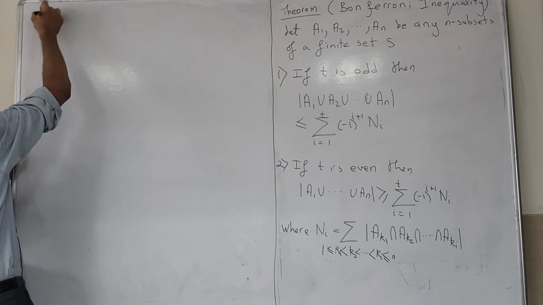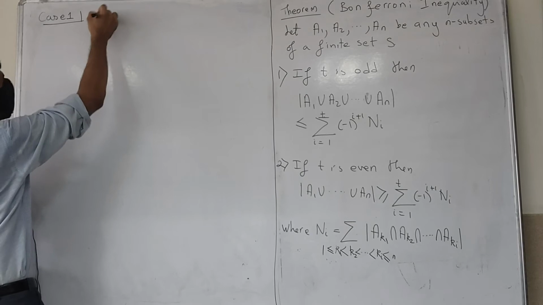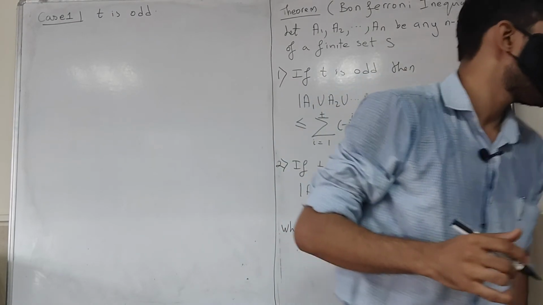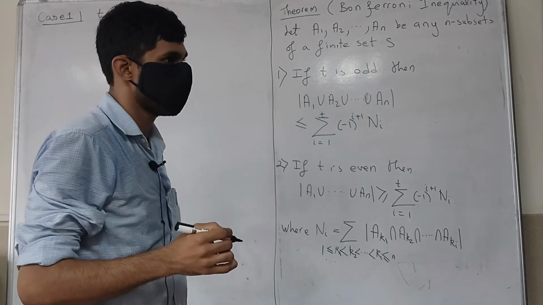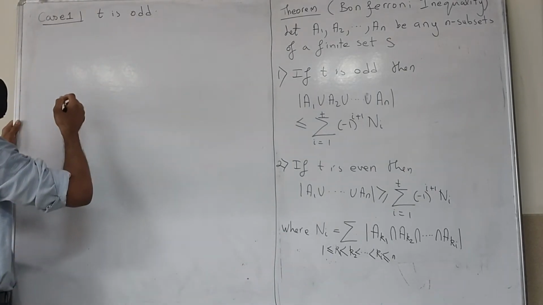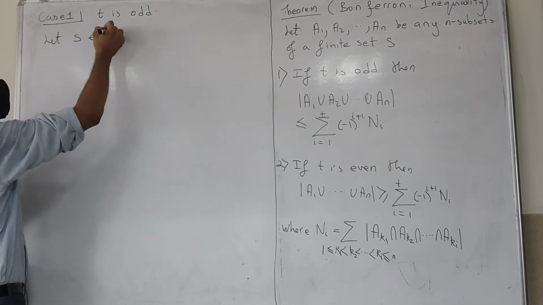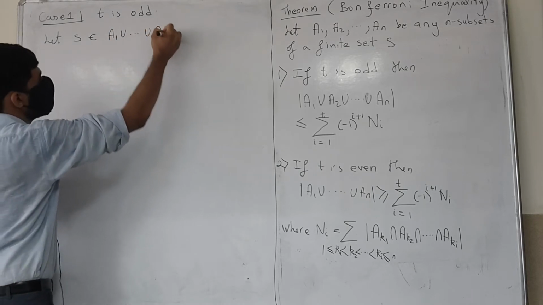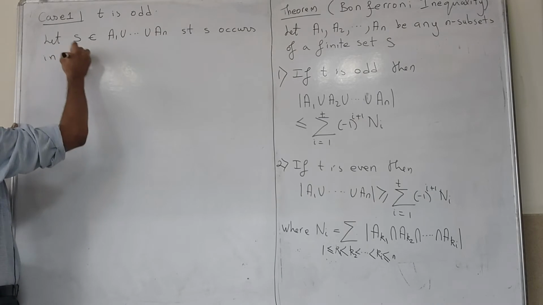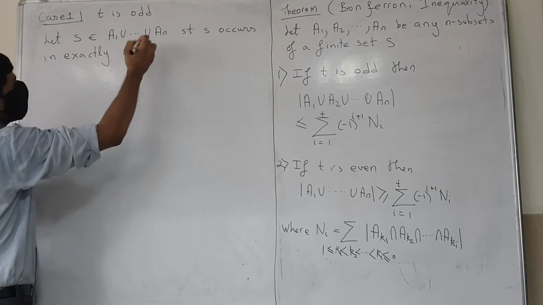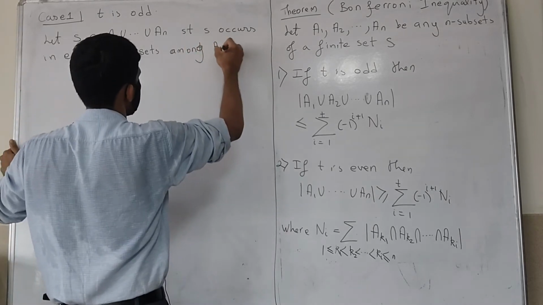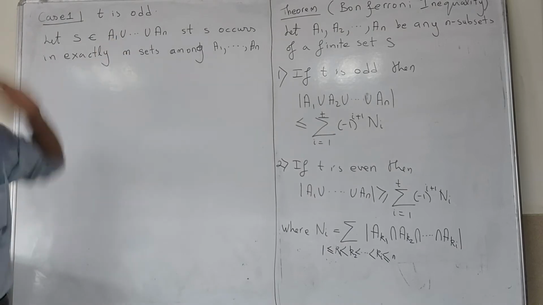So the first case, when t is odd. Let S be an element in A1 union up to An such that S occurs in exactly M sets among A1 up to An. So it occurs in exactly M of these sets.